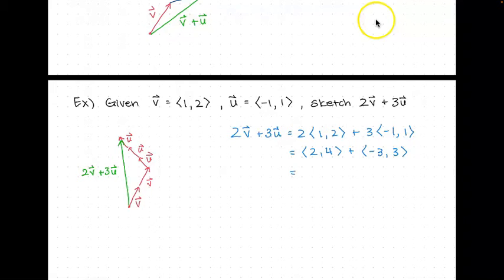Add the components. So 2 plus negative 3 is negative 1. 4 plus 3 is 7. And sure enough, if you look at what we got when we sketched, starting at the initial point for this linear combination, we go with negative 1 in the horizontal component and 1, 2, 3, 4, 5, 6, 7. What? It's like this stuff works or something. So, anyway. Any questions about that?